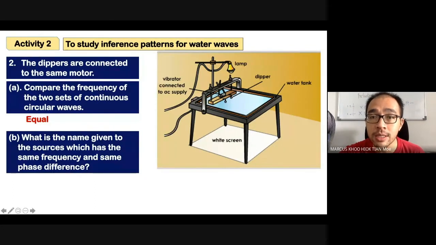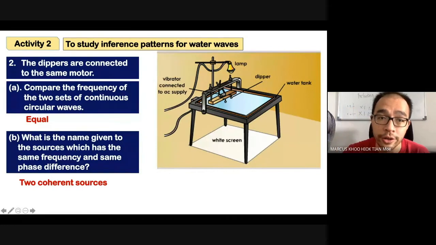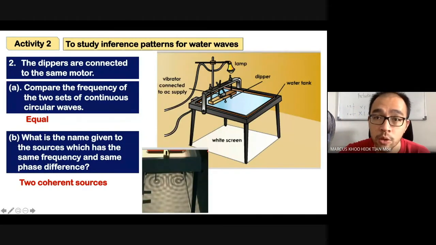When you have waves that have equal frequency, what is the name given to these sources, which have the same frequency and the same phase difference? Anybody? We just did. Coherent sources, very good. So these are two coherent sources, and this is what it will look like.